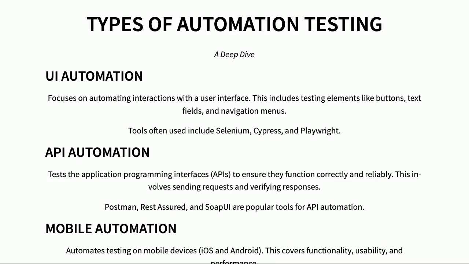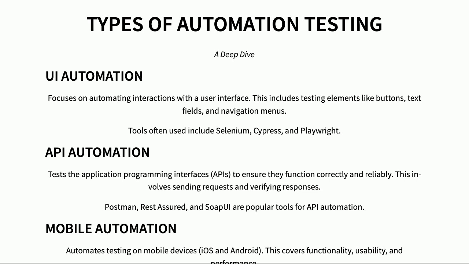Let's talk about the different types of automation testing we can use. First up, UI automation. This is all about making sure that when a user interacts with your app, everything works as expected, like buttons click correctly and forms submit properly. We often use tools like Selenium or Cypress for this. Next, there's API automation. This focuses on the behind-the-scenes communication between different parts of an application. Think of it like testing how well those pieces talk to each other. Postman is a popular tool here.